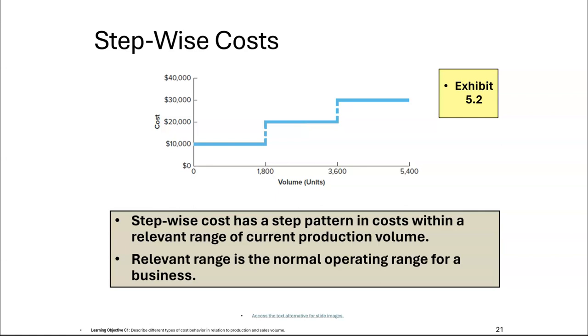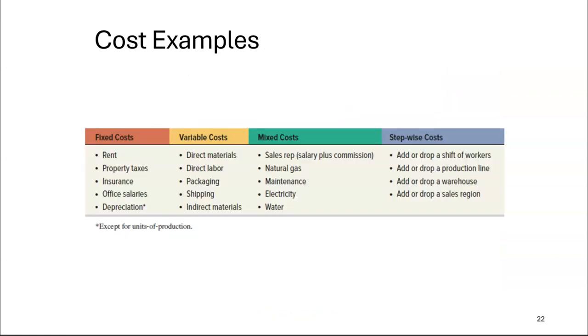A good example would be rent. Stepwise would also be if we add or drop a shift manager. Stepwise would be adding or dropping a production line, a warehouse, or a sales region.